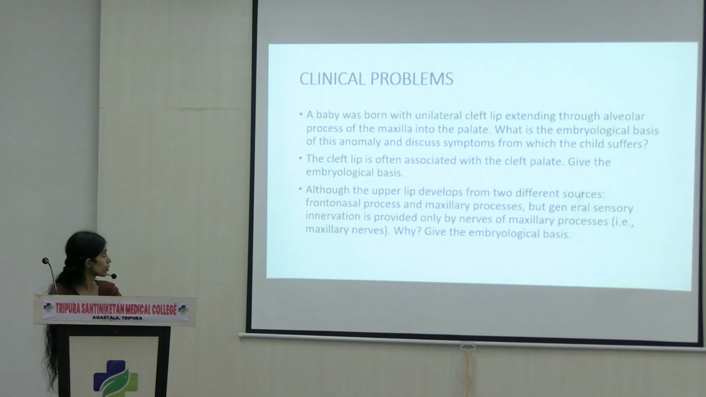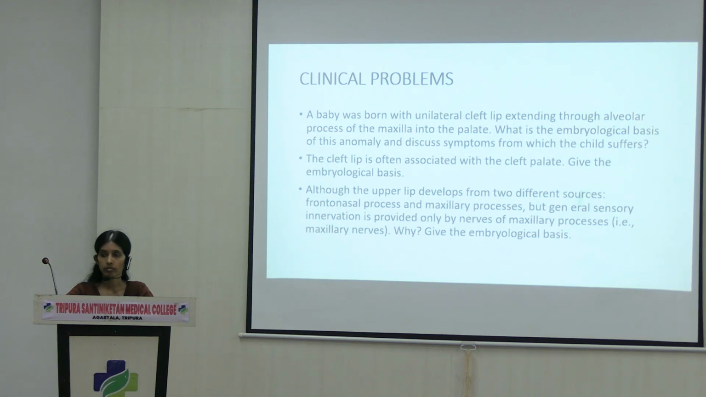A baby was born with unilateral cleft lip extending through alveolar process of the maxilla into the palate region. What is the embryological basis of this anomaly, and discuss symptoms from which the child is suffering? Forget about the symptom part, let us discuss about what is the embryological basis for this particular anomaly. So, what is the embryological basis for this condition? Failure of fusion of maxillary process and okay, fine. So, what will be the symptoms? Any idea?